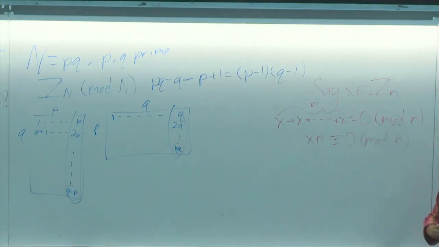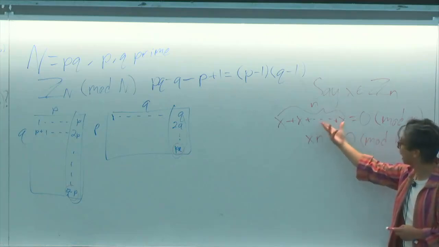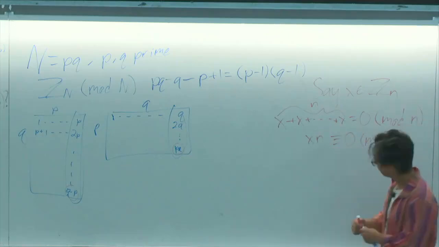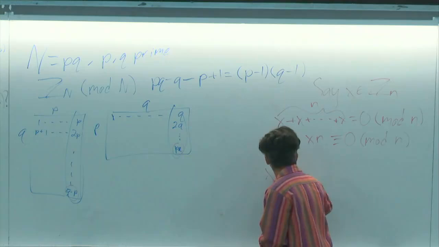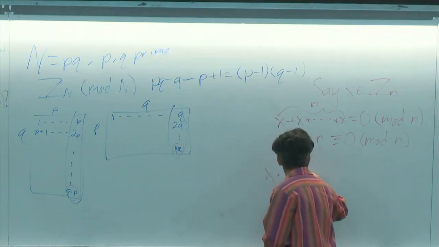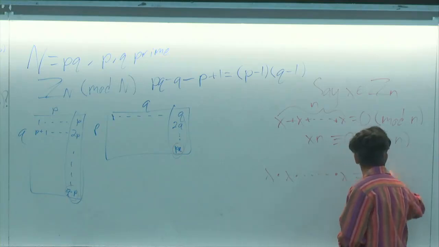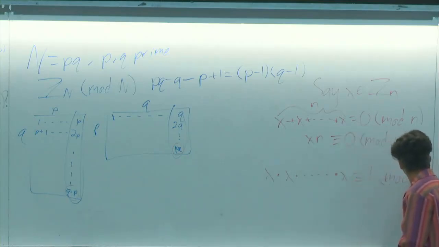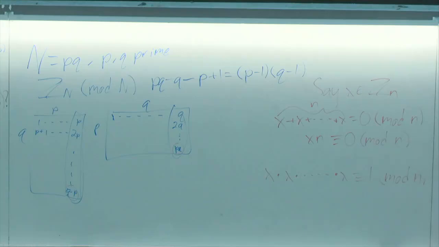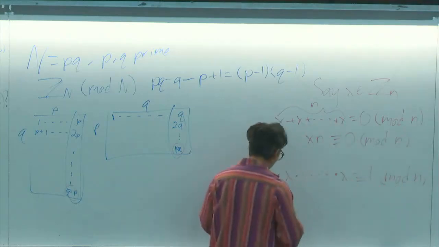Not too bad, right? We're just trying to see how many times we add it to itself to get 0. New question: how many times do I have to multiply it by itself to get 1 mod n? This one's not so easy, to the degree that I wouldn't expect you to know what the answer is unless you've seen it already.